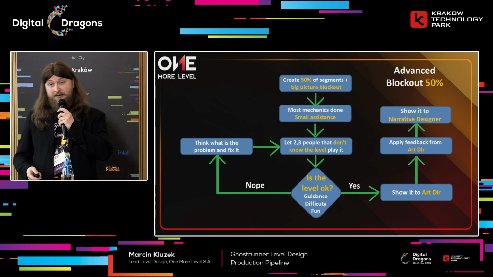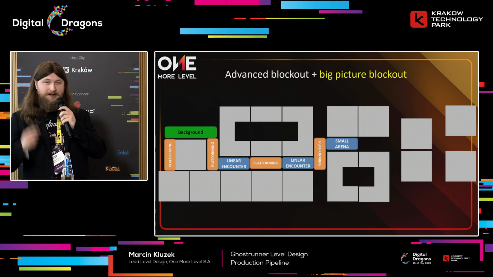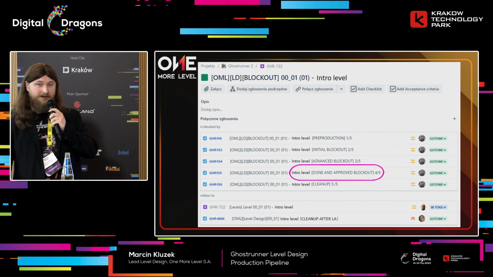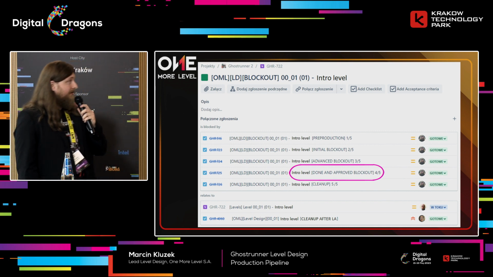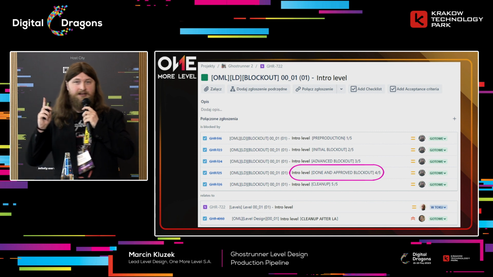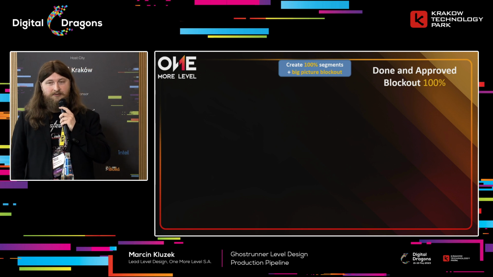And show it to the narrative designer. Again, apply his feedback. That's what we have right now. Yeah, it's going along well. So, done an approved blockout stage. So we have 100% of segments. We have all the blockout, big picture blockout idea done, but we want to add the dialogues and collectibles now.